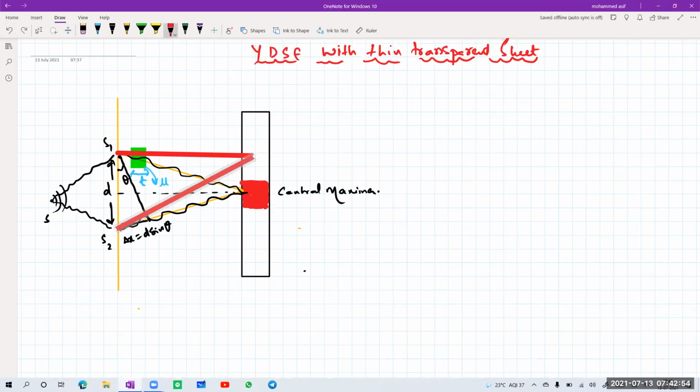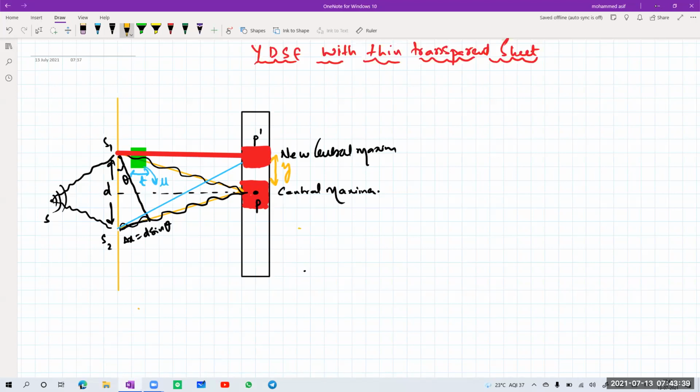And the moment you keep a sheet in front of this one, see what is happening: the central maxima has been shifted from point P to a new point here, P dash. Now this is your new central maxima. Why has it shifted? Because in whichever direction you keep that thin sheet, the central maxima will try to shift in that direction. It has been shifted by a distance of, say, y.